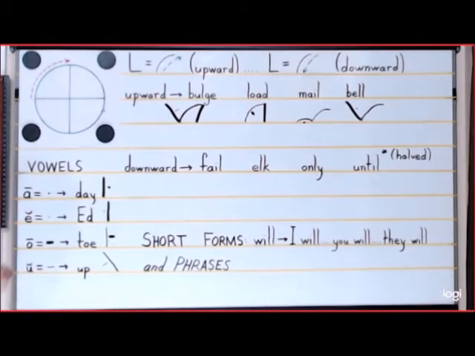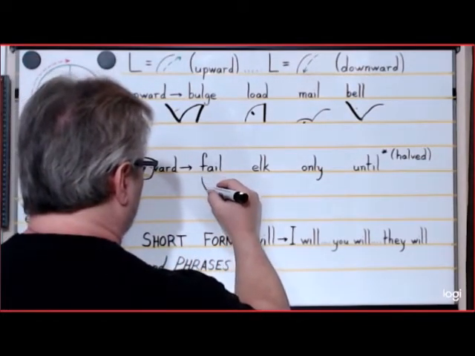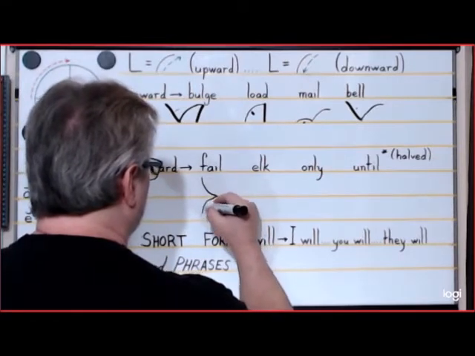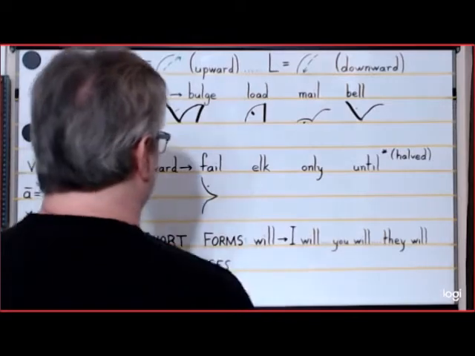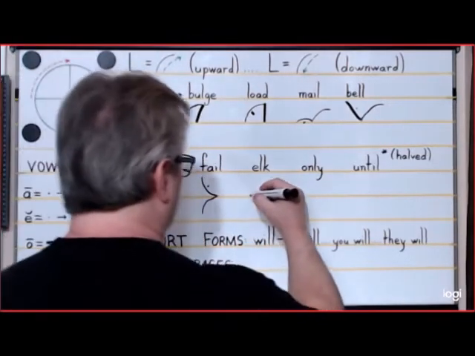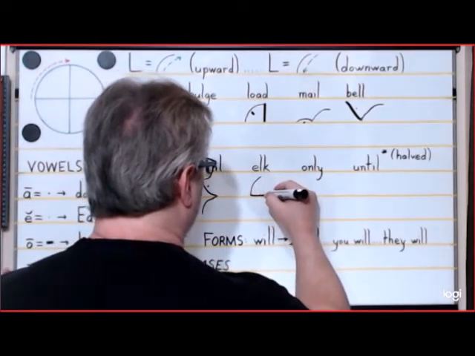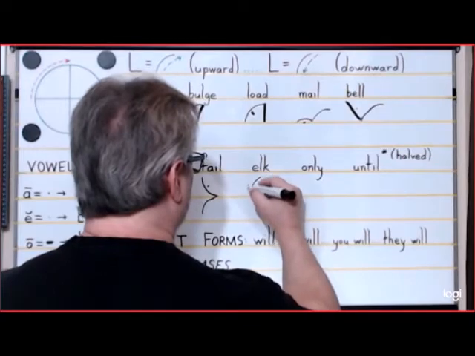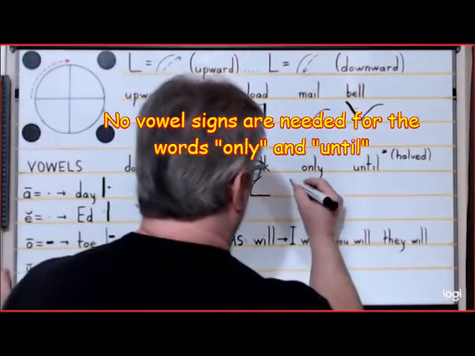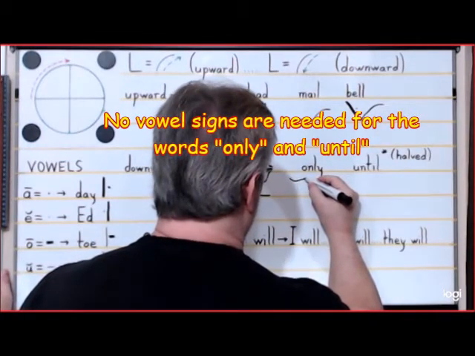The word fail will be an F on the line, and then a downward L, and then a heavy dot for the long A sound in fail. The word elk will be the downward L, and then a K, and then a dot right here before the L. Only will be an N, and then a downward L.